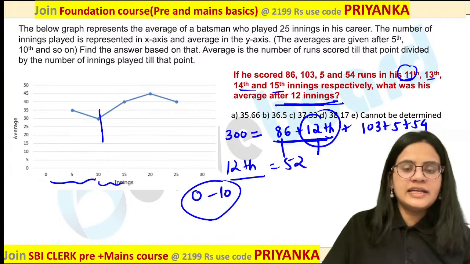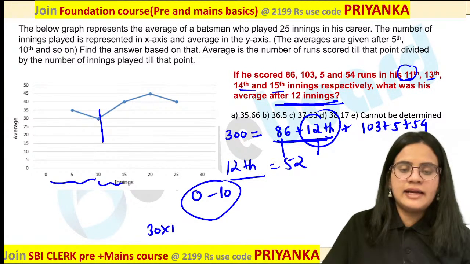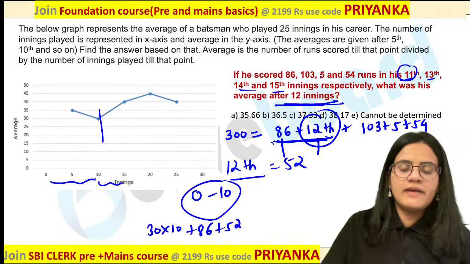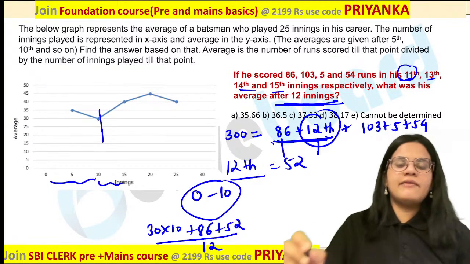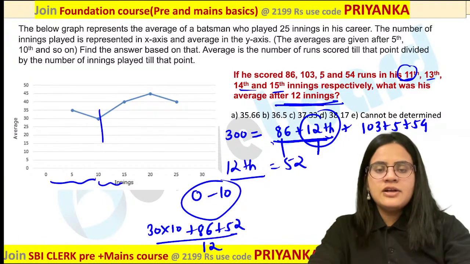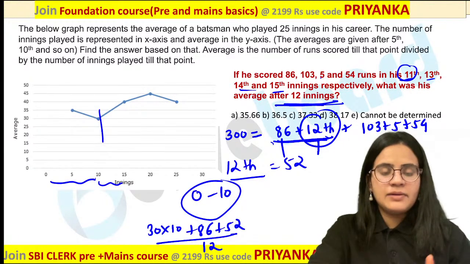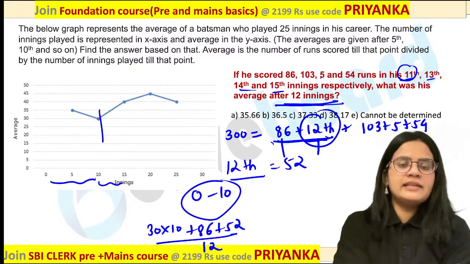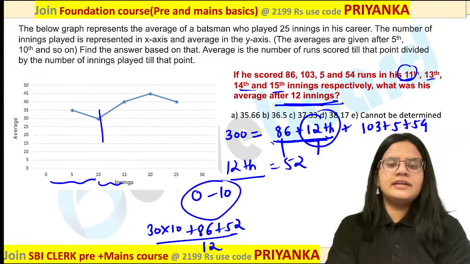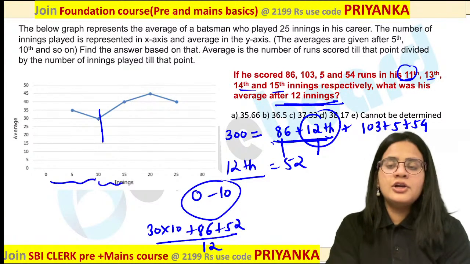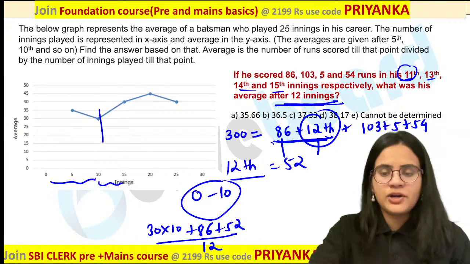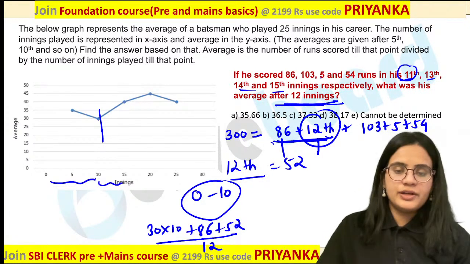Now you know that 30 is the average. So 30 into 10, that is 300. Plus it is 86 plus 52 divided by 12 would be the average over here. Are you getting it? So till 10th innings it is nothing but 30 into 10. After that you have 86 as the score. 12th innings you have already calculated and divide the whole value by 12 to calculate the average value. Yes, you are perfectly right. 36.5 would be the value over here.